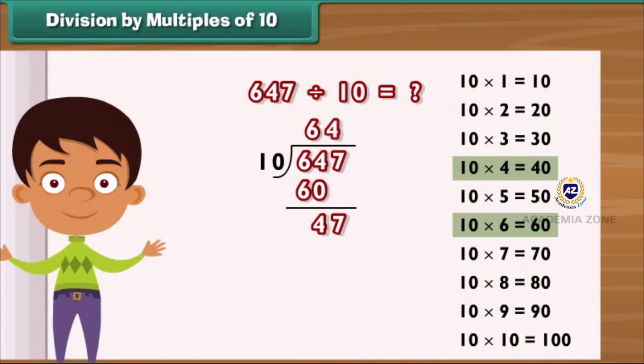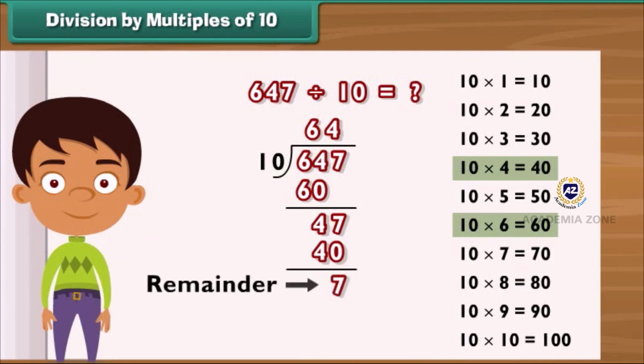10 into 4 is equal to 40. Subtract 40 from 47 to get 7. So the remainder is 7. Therefore, we can say that 647 divided by 10 leaves a remainder 7.